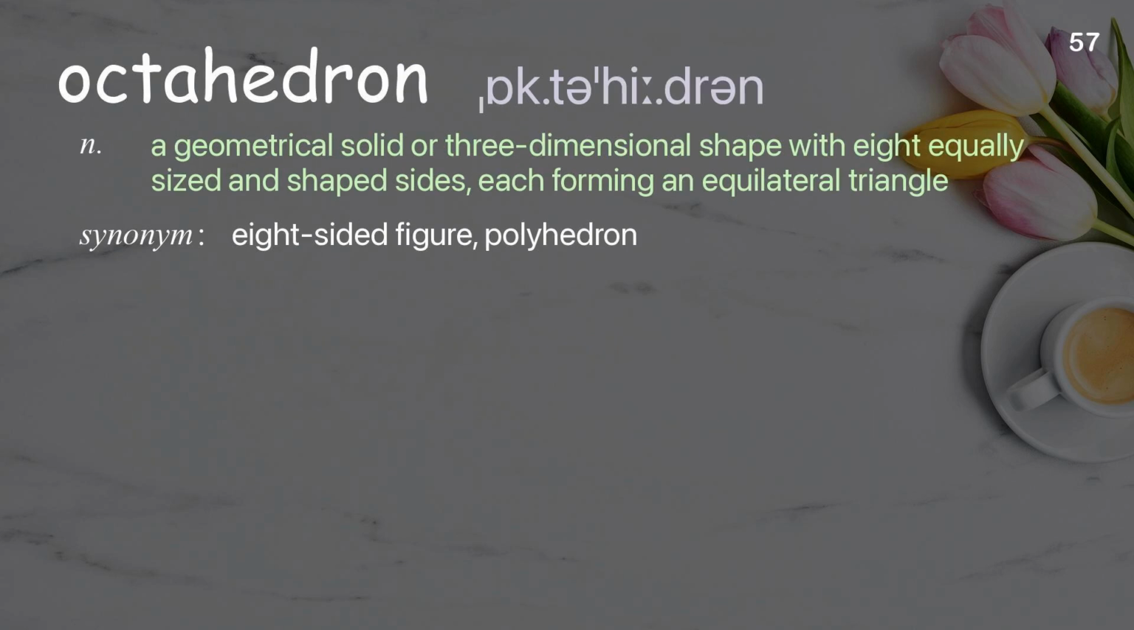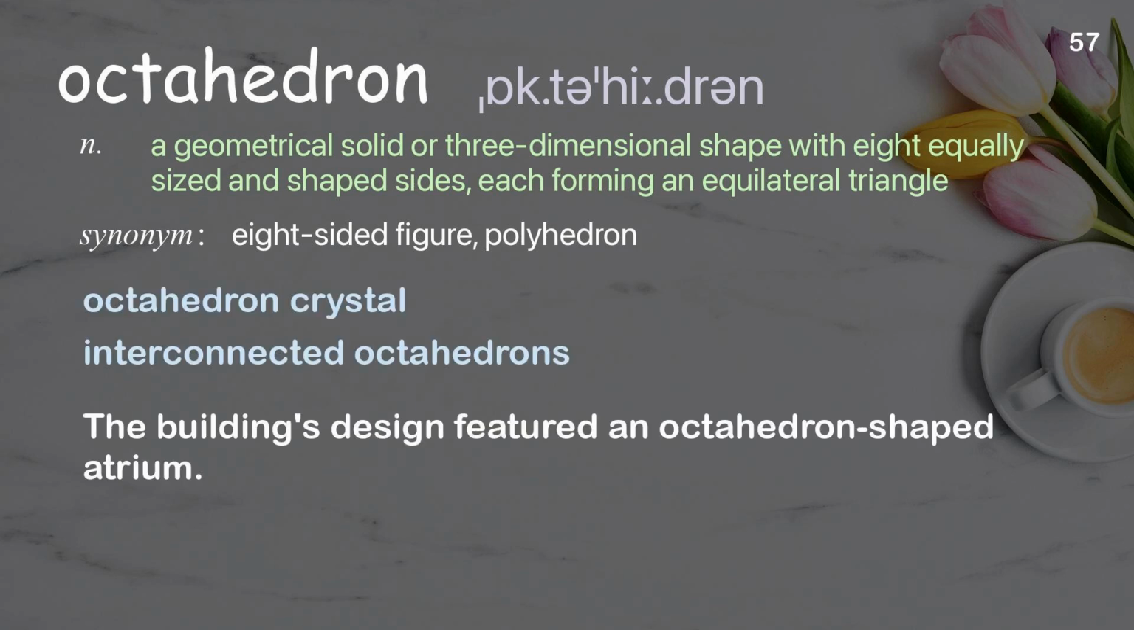Octahedron. A geometrical solid or three-dimensional shape with 8 equally sized and shaped sides, each forming an equilateral triangle. Examples: Octahedron crystal, interconnected octahedrons. The building's design featured an octahedron-shaped atrium.